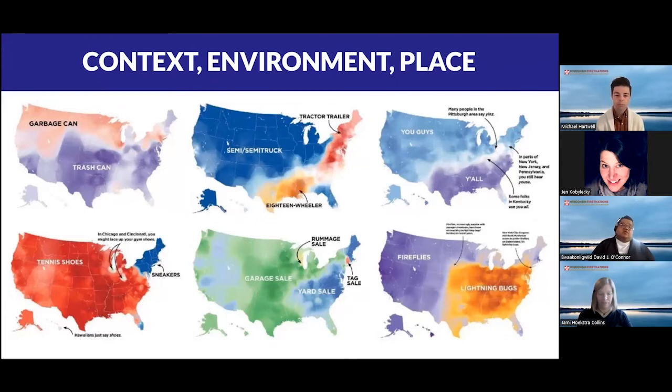Flipping over to tennis shoes versus sneakers, folks. Garage sale versus yard sale versus tag sale versus rummage sale. And even last but not least, fireflies versus lightning bugs. I just want to share a couple examples, folks, of how context, environment, and place play a big part in our cultures, our language. I could go on a list of many different things that help shape us, our understanding of these different things around us.